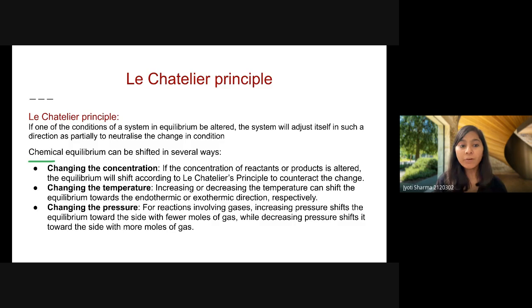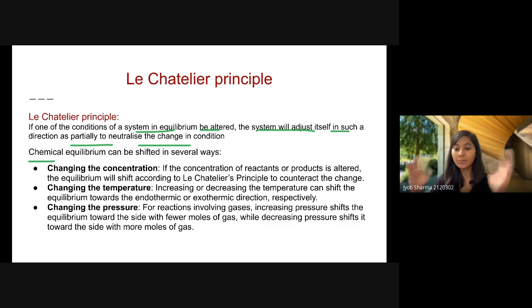So this is Le Chatelier's principle: if one of the conditions of a system in equilibrium is altered, the system will adjust itself in such a direction as to partially neutralize the change in condition. For example, if you change the concentration of the product, then the equilibrium will shift left or right based on how you change it. If you change the temperature or the pressure, the equilibrium will shift to the side that neutralizes the change in condition.